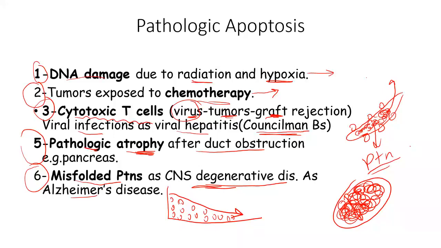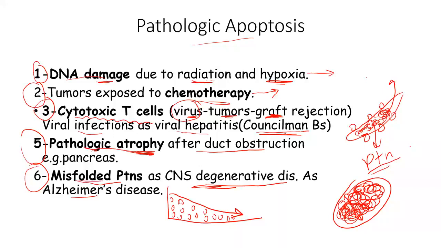Okay, so pathologic apoptosis can occur in cases of DNA damage beyond repair due to irradiation or hypoxia, tumors exposed to chemotherapy, reaction of some chemotherapeutic drugs, cytotoxic T cells acting upon virally infected cells, tumors, or even graft, leading to rejection of this graft. And in case of viral infection, the apoptotic body is called Councilman body. Pathologic atrophy is another example for pathologic apoptosis.